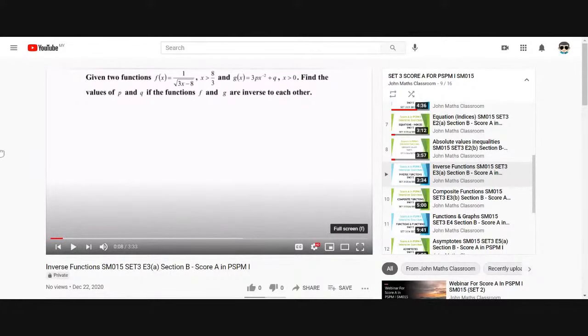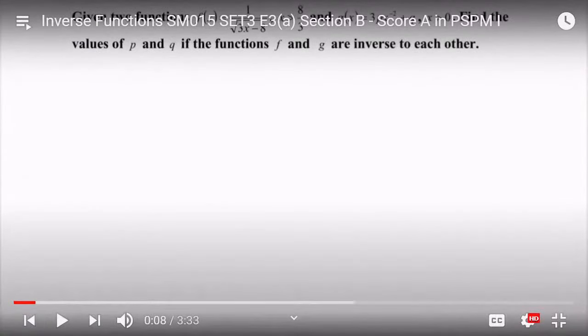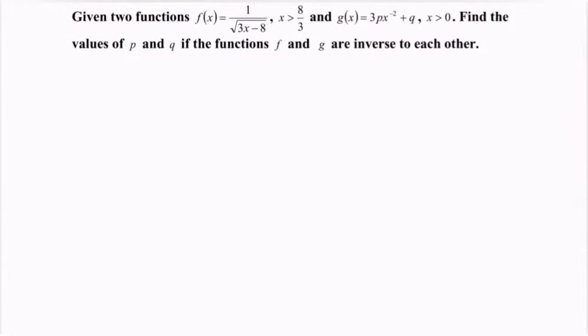So example 3 tentang apa? Tentang inverse function. Okay? Inverse function. So bila you baca soalan, baca secara keseluruhan and then tengok soalan nak apa. In this video, I'm going to discuss the example for the function and graph. Given the two function fx is equals to 1 over square root of 3x minus 8, where the x must be greater than 8 over 3. Given the second function, gx is equals to 3p multiplied with the x to the power -2 plus q, where the x must be greater than 0.